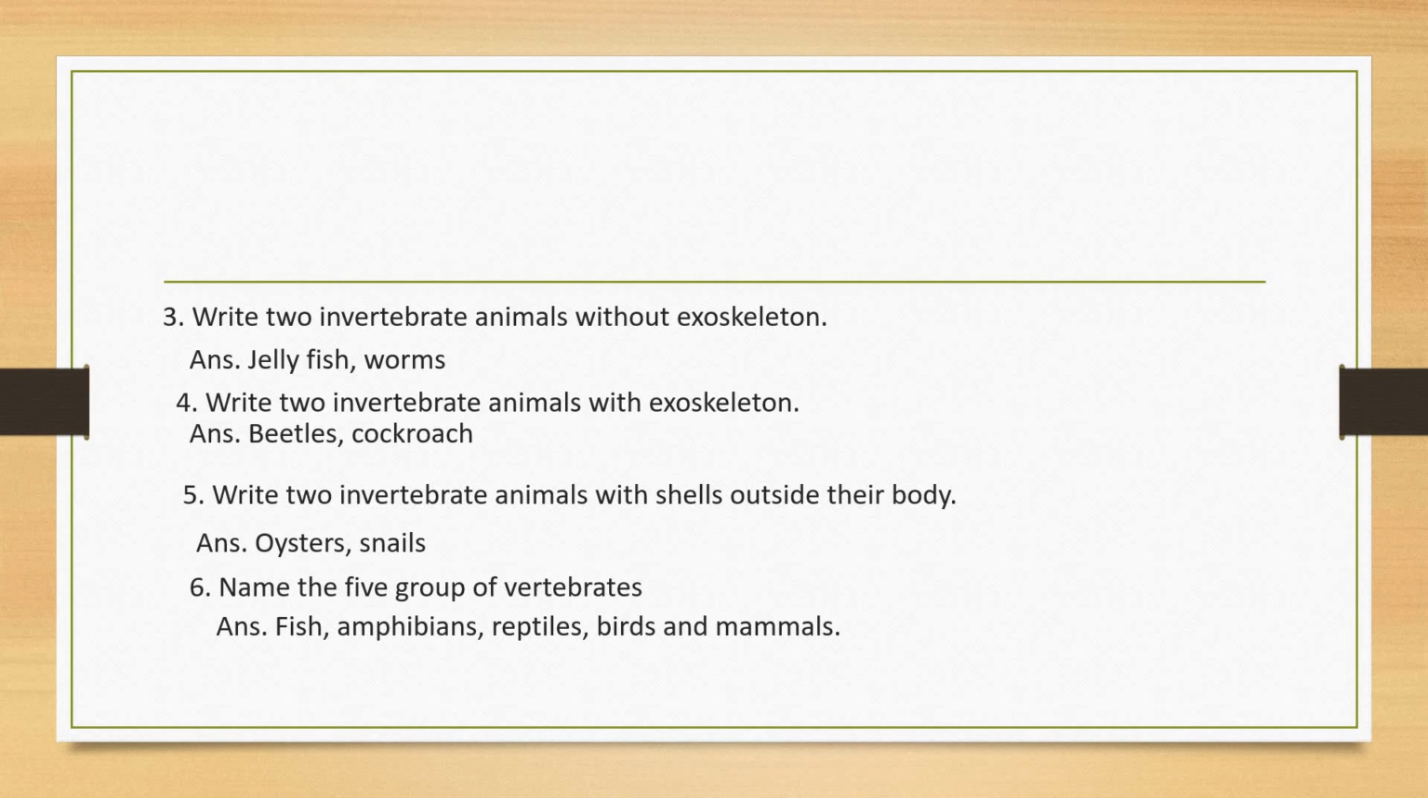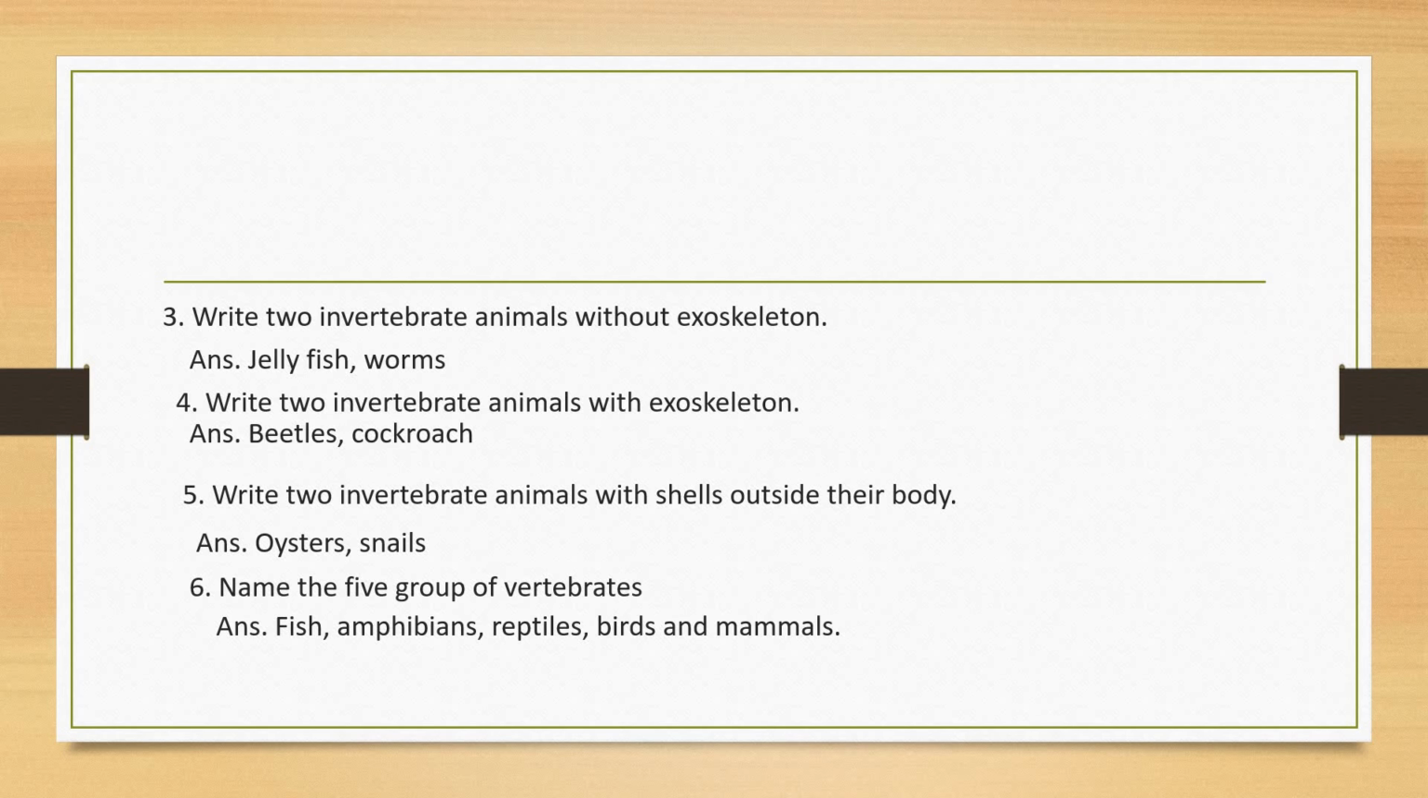Write 2 invertebrate animals with exoskeleton: beetles, cockroach. We know that this exoskeleton will not grow as the animal grows. So this exoskeleton splits and falls away, and that process is known as molting. A new exoskeleton will grow, but the animal doesn't have protection.